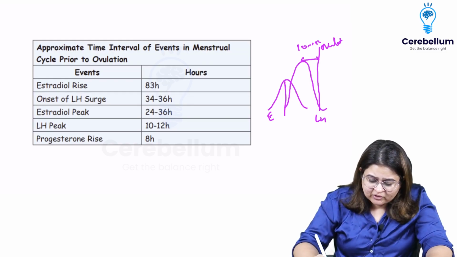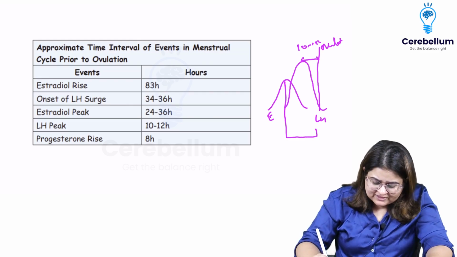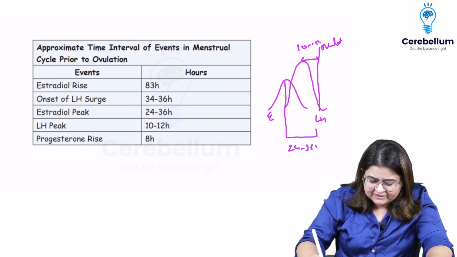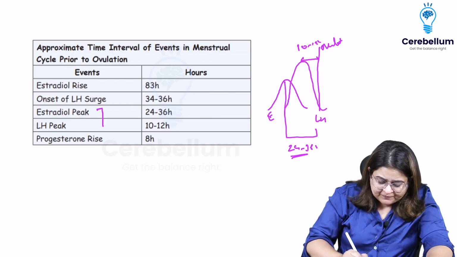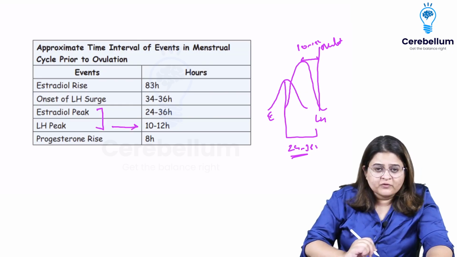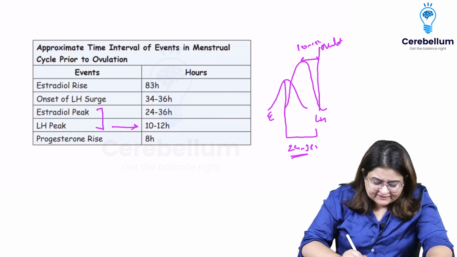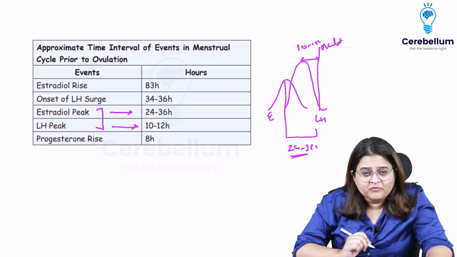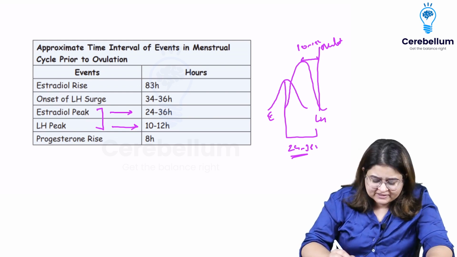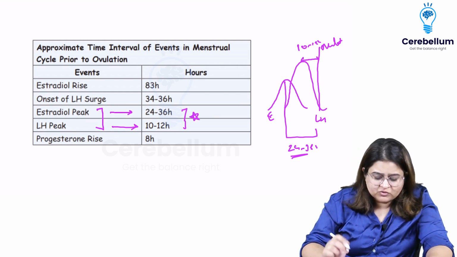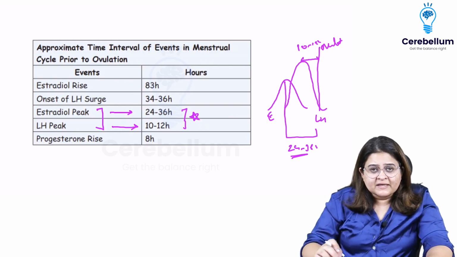And from the estradiol peak till ovulation, this is around 24 to 36 hours. So remember these two: the LH peak to ovulation is 10 to 12 hours, and the estradiol peak to ovulation is 24 to 36 hours. These two are ones you should remember for sure from this table.